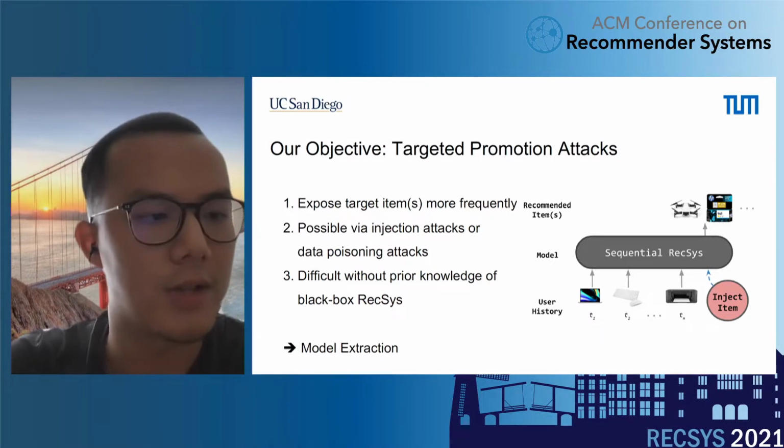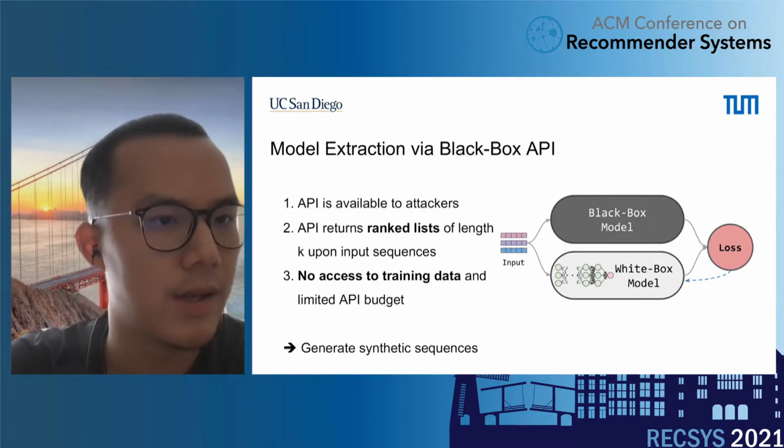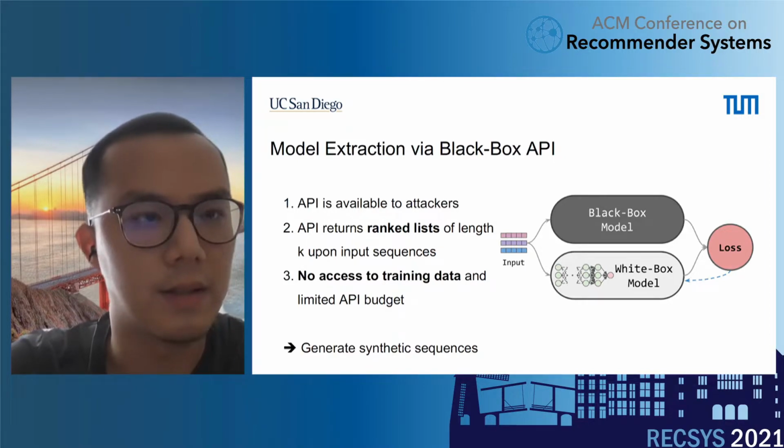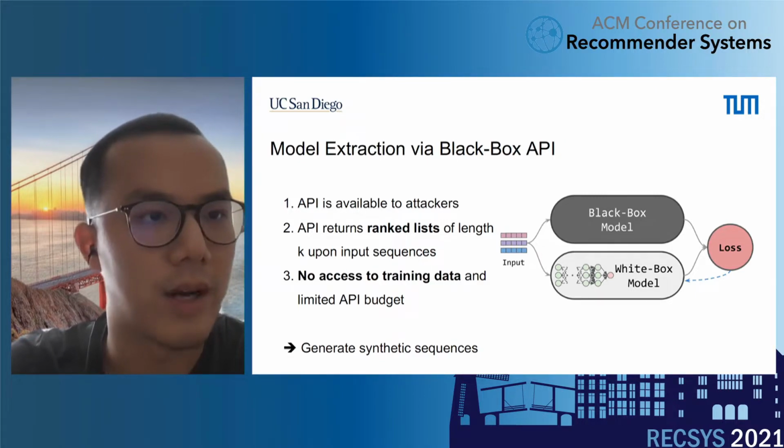So this naturally leads us to the idea of model extraction. With model extraction, we want to make a local copy of the black box recommender, and the copy should be as close to the black box model as possible, so it could provide accurate prior knowledge.